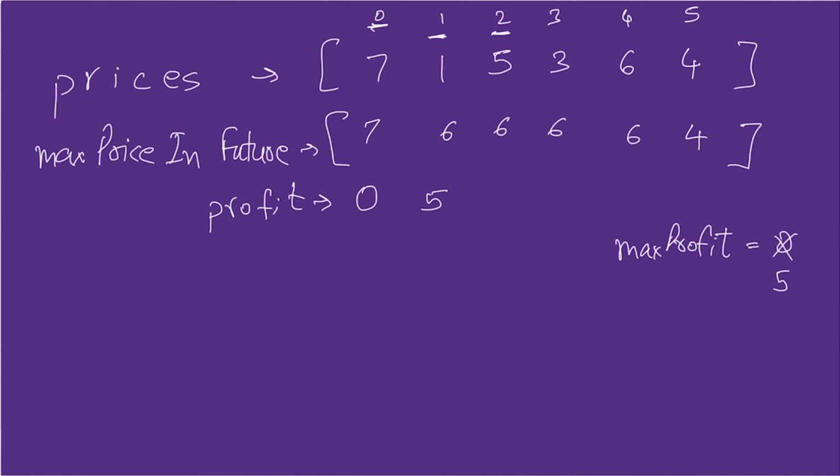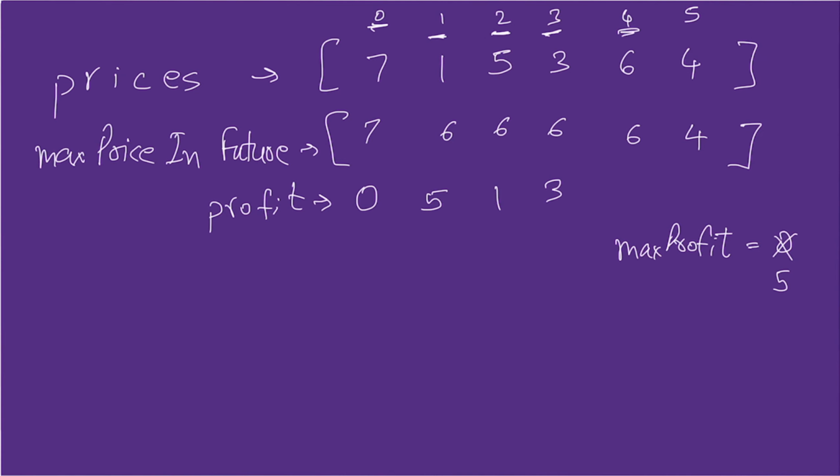Now similarly, for our next day, which is day 2, we can buy a stock for 5 and sell it in the future for 6. So our profit becomes 6 minus 5, which is 1. Now 1 is less than the max profit, so we don't update our max profit. Now going to the 3rd day, similar idea, buy at 3, sell at 6, the profit becomes 3. Now 3 is again smaller than max profit, so nothing to do here.